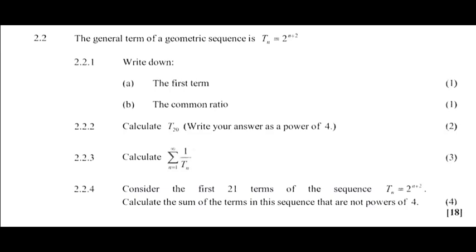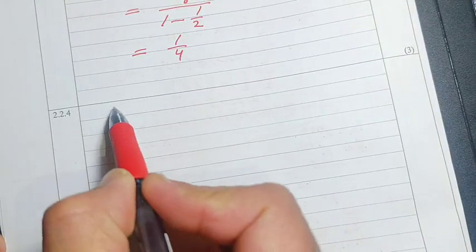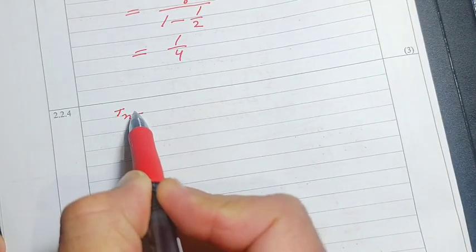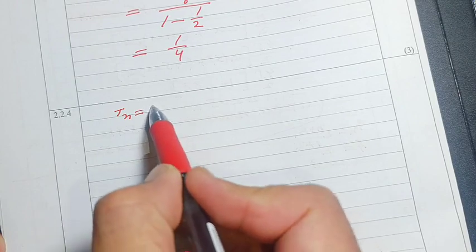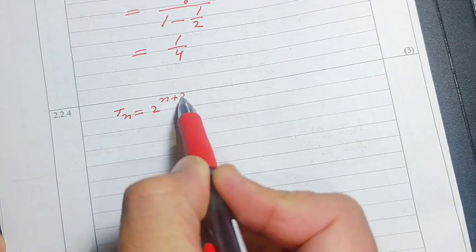The last question says, consider the first 21 terms of the sequence Tn is equal to 2 power n plus 2. Calculate the sum of the terms in this sequence that are not powers of 4. I'll show you how to solve this question. Tn is equal to 2 power n plus 2.